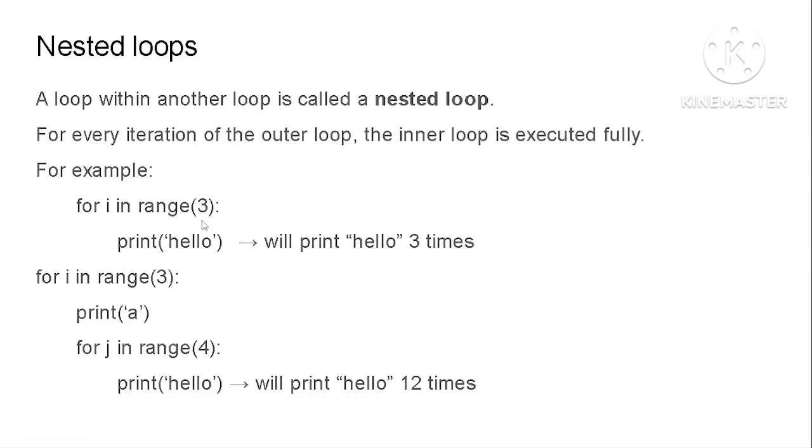Now I'll show you an example of a nested loop. The same loop, for I in range of 3, print A. What will this print? A will be printed 3 times. Now after printing this, after this statement, I am adding another loop. So this becomes a nested loop.